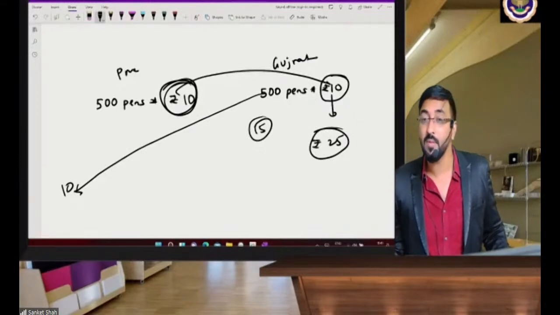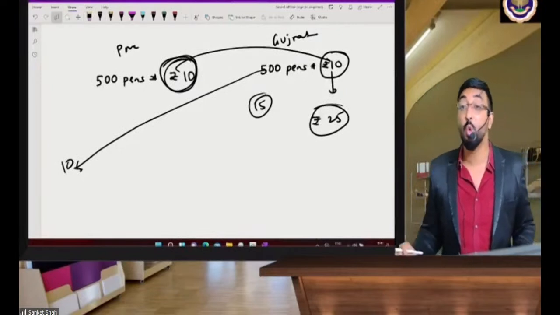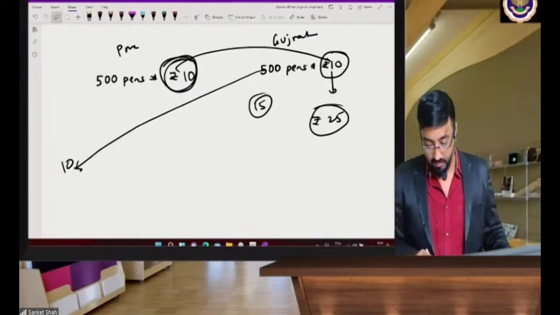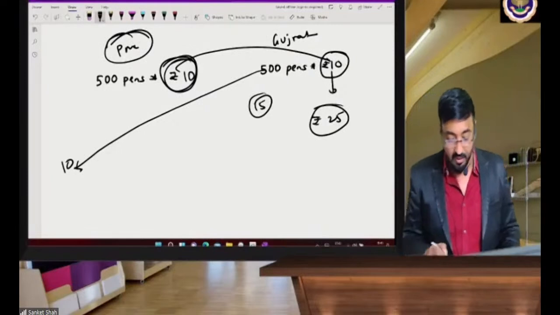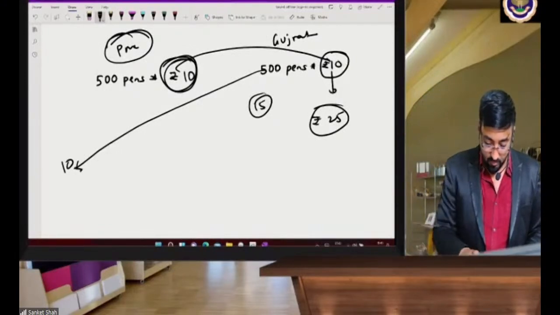So sometimes what happens? The consignor is not disclosing. Consignor means Pune based person. That is me, the Pune based person.